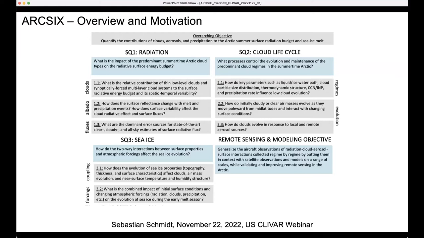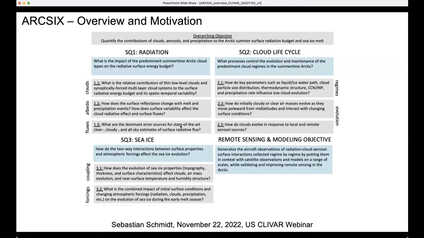We used to have some active remote sensing with CALIPSO, but CALIPSO is almost dead, plus it has the infamous pole hole, so there were never observations very much north of the northern coast of Greenland. So one of the big driving objectives is really to elevate this sort of remote sensing using the aircraft observations.